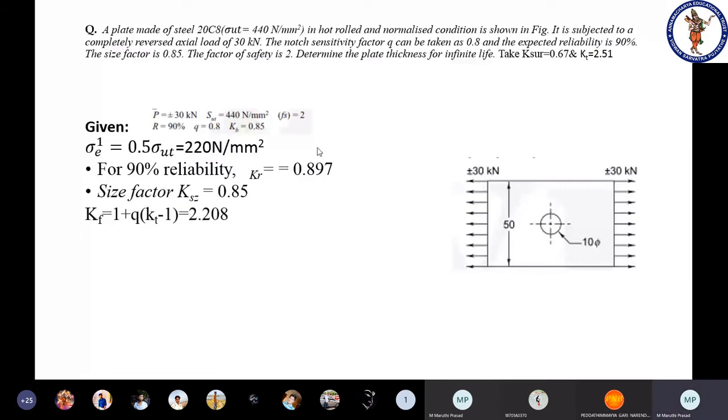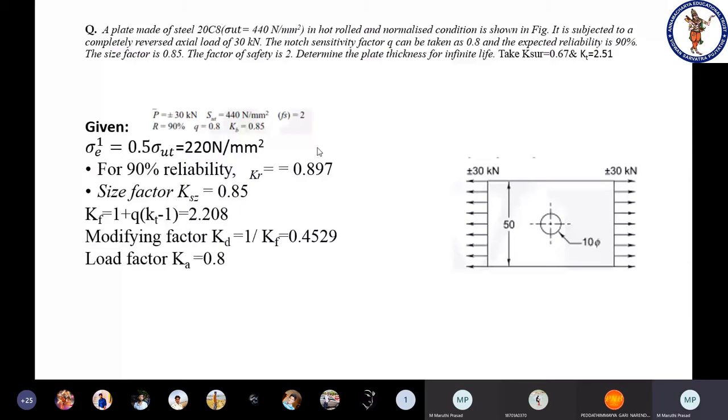Now we are calculating the fatigue stress concentration factor based on notch sensitivity and the theoretical stress concentration factor. So Kf is equal to 1 plus q into Kt minus 1, which will be 2.208. From that we are calculating the modifying factor, which is nothing but 1 by Kf, that is 0.4529.